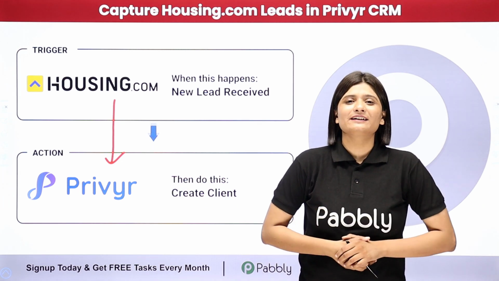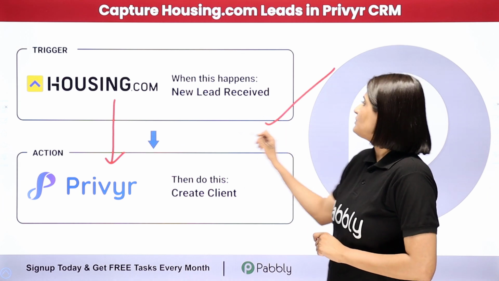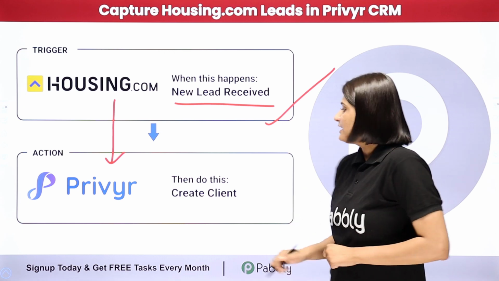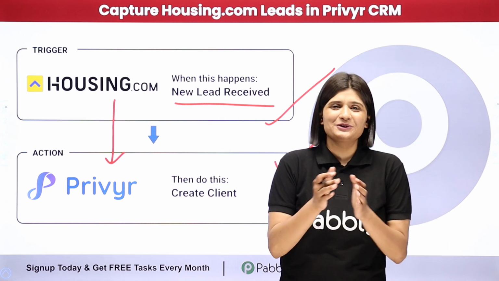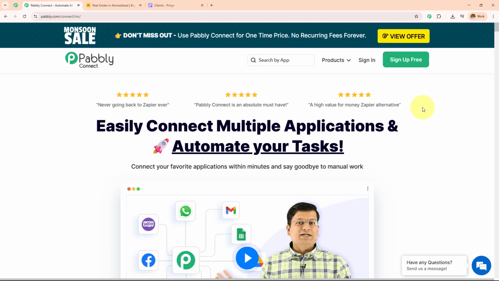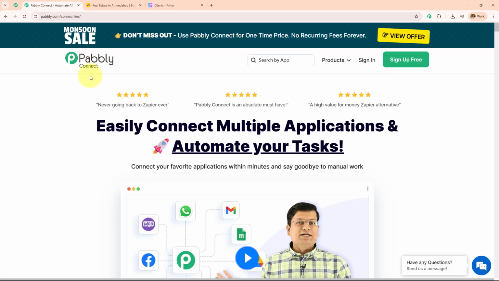With the help of Pabbly Connect, I'm going to build this connection in such a way that whenever I'm going to receive a new lead in housing.com, a client will be automatically created in my Privyr account. Now, if you want to learn the step-by-step process, then let me take you all to my screen. In this video, we are going to learn how to add housing.com leads to Privyr CRM automatically. For this, I'm going to create automation between housing.com and Privyr with the help of Pabbly Connect.